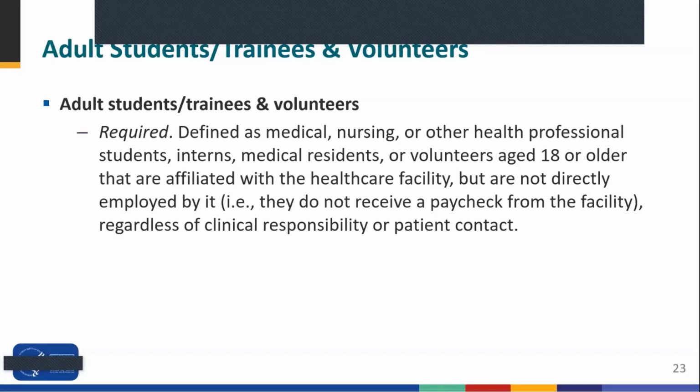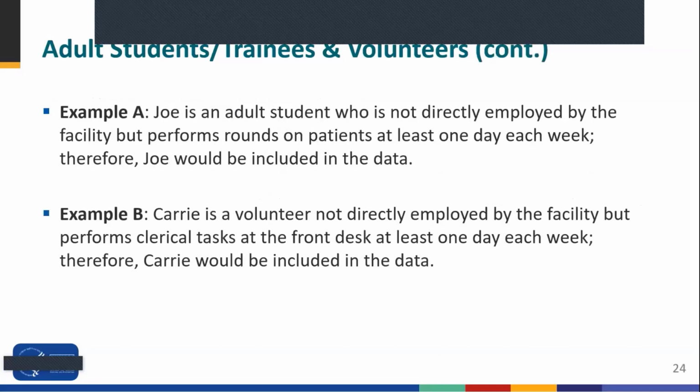The adult students, trainees, and volunteers category is a required field in the module that is defined as medical, nursing, or other health professional students, interns, medical residents, or volunteers aged 18 or older, affiliated with the healthcare facility, but not directly employed by it. Again, this is regardless of clinical responsibility or patient contact. Here are two examples of adult students, trainees, and volunteers.